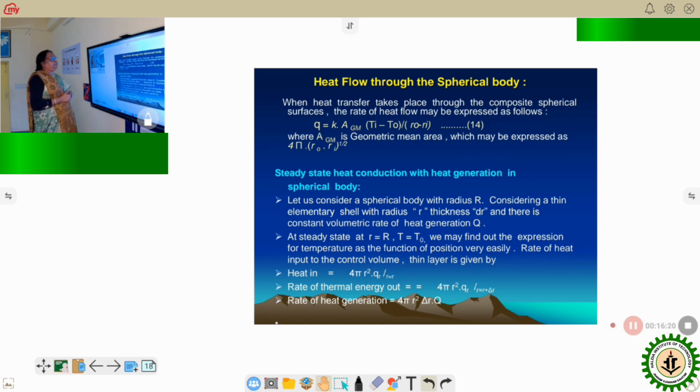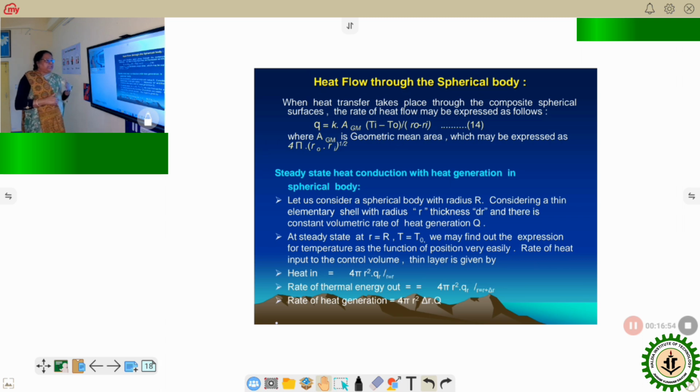But when we consider the heat flow through the spherical body, then the equation should be changed, and the geometric mean area is convenient to use in place of the logarithmic mean area. Q should be equal to K into A_GM delta T by delta r, where A_GM can be calculated as 4π into (Ro into Ri) to the power half. That is the root of Ro into Ri into 4π.